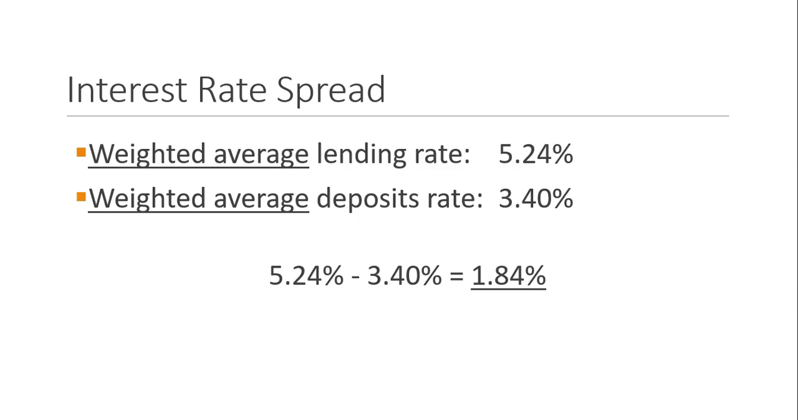The weighted average lending rate, 5.24%. The weighted average deposits rate, 3.40%. And the interest rate spread is the difference between those two rates, which is 1.84%. So this positive interest rate spread is the key method in which a bank is creating profit for its shareholders.